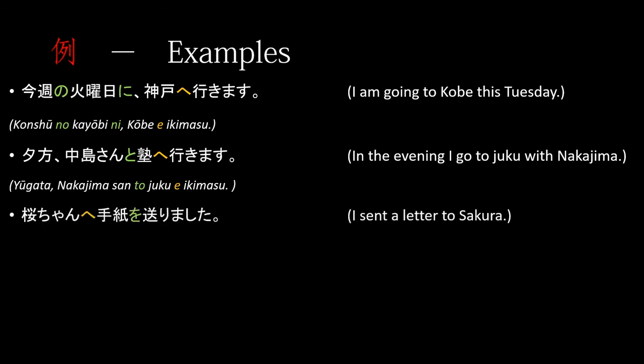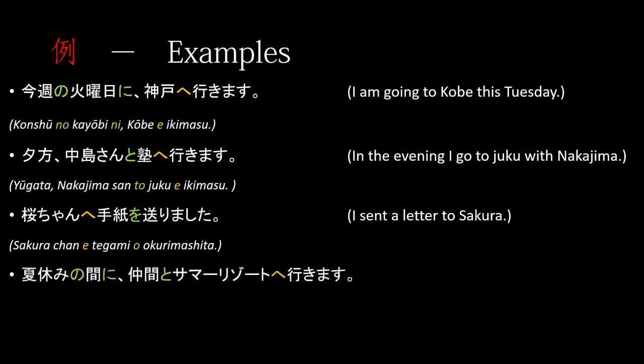However, in our third sentence, Sakura-chan e tegami o okurimashita, I sent a letter to Sakura, we see here the function of e in marking the recipient of our letter, in this case Sakura, but I would like here to mention that in marking the recipient with ni that we have learned previously, no mistake would be made and the meaning of the sentence would remain the same.